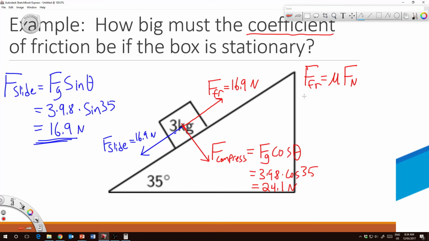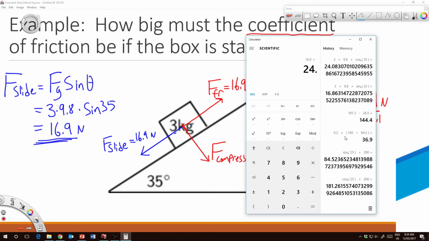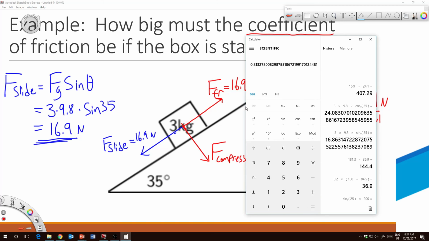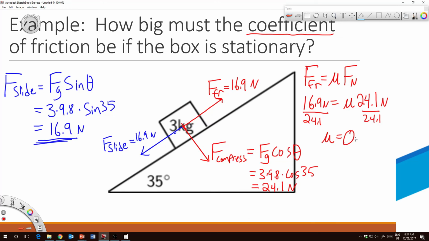Now I can put it into this formula. So I can say my force of friction is 16.9 newtons. We don't know what the coefficient of friction is. And the compressing force is 24.1 newtons. Okay. So then, one step later, we'll divide both sides by 24.1. So we get our coefficient of friction is equal to 16.9 divided by 24.1, which is 0.81. There's my coefficient of friction.